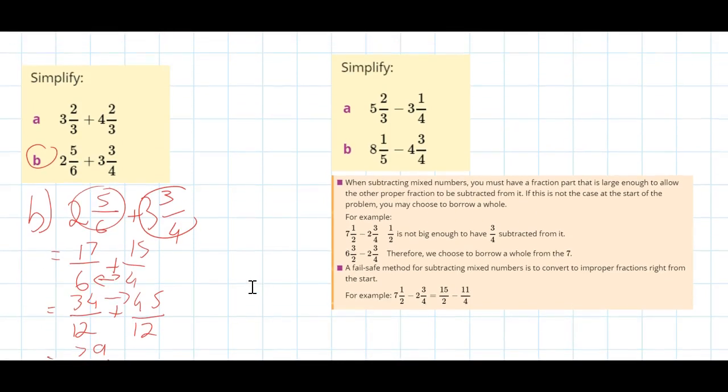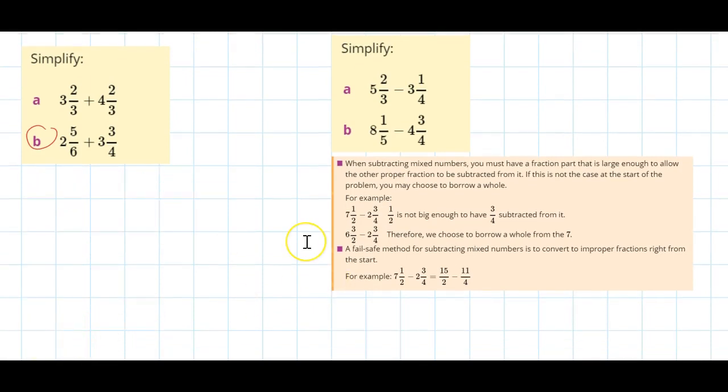Now we're going to look at how we do that for subtraction. It's important that you listen to this, because we can often get tripped up, particularly with subtraction. For our subtraction part, I'm going to get you to write these key notes down first, because it's very important, but we can often get lost when we have different mixed numbers. So firstly, when subtracting mixed numbers, you must have a fraction part that is large enough to allow the other proper fraction to be subtracted from it. If this is not the case at the start of the problem, you may choose to borrow a whole.